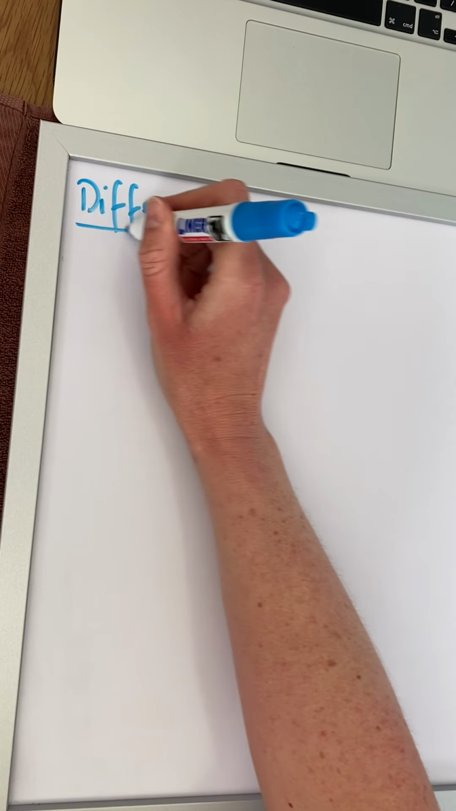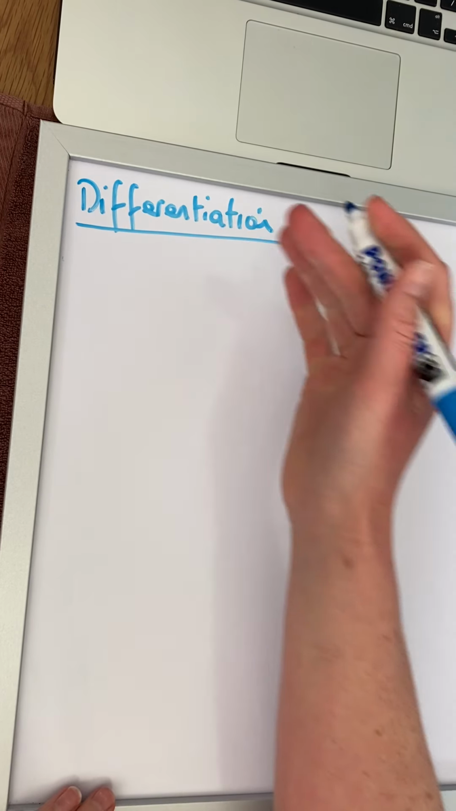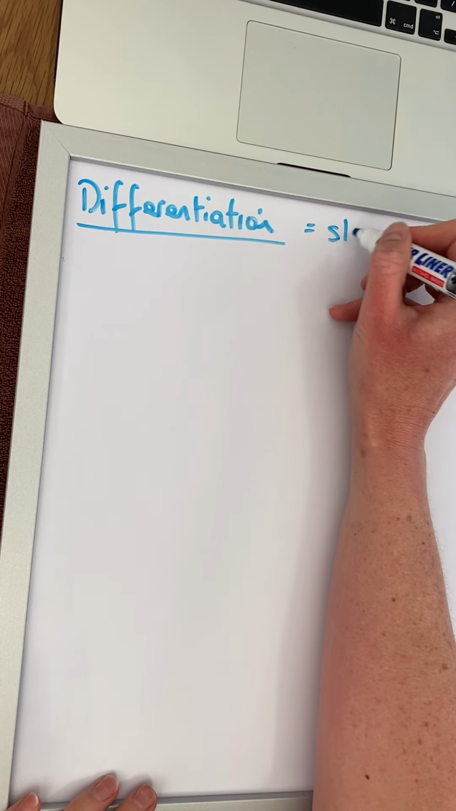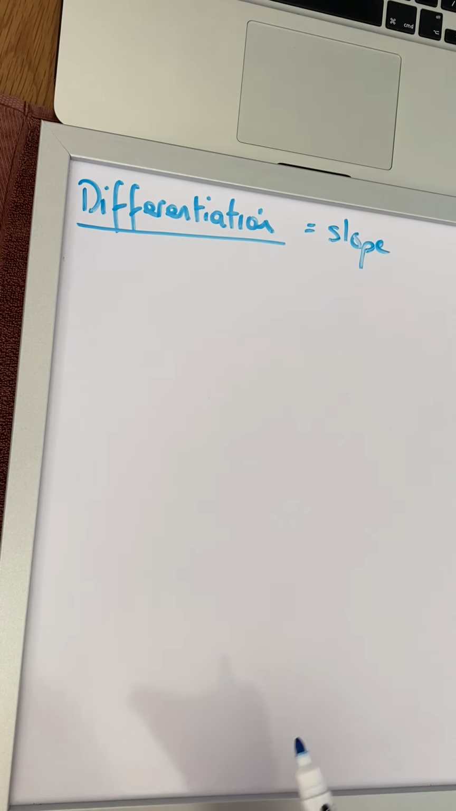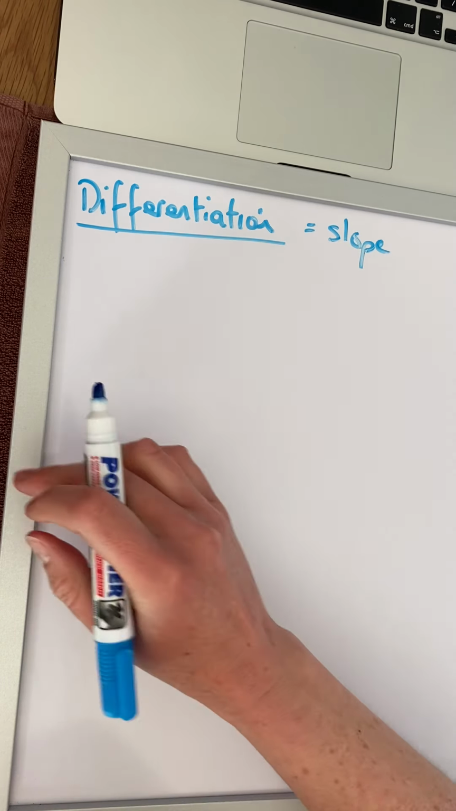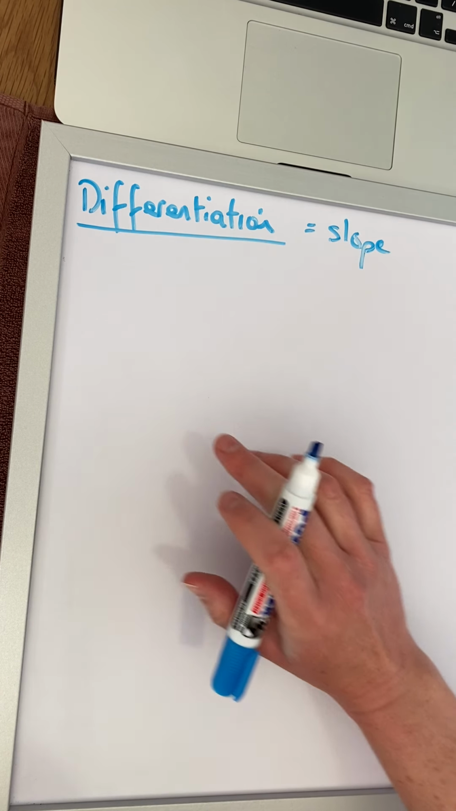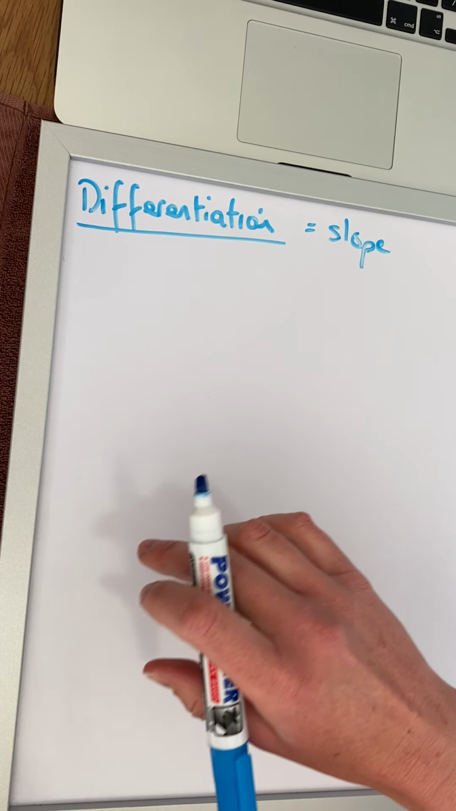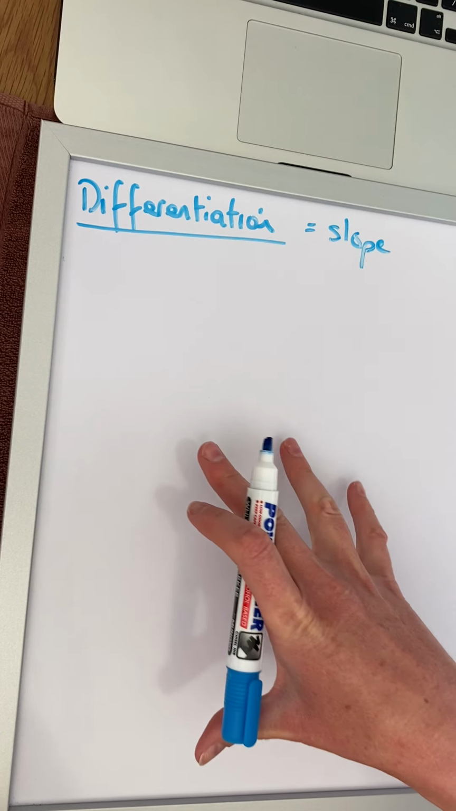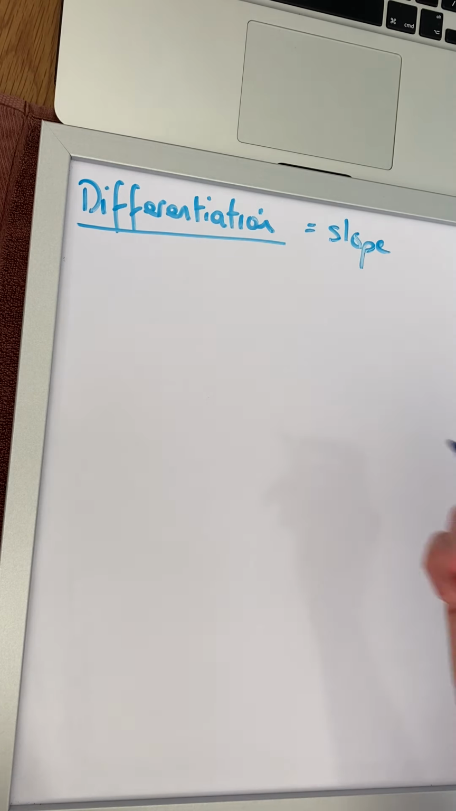Okay, in our first video, we learned that differentiation means slope. So when we differentiate a function, we are finding the slope of that function at any given point. Now, in terms of the rules for differentiation, the last video looked at finding the derivative from first principles. In this video, we're going to look at our basic rules.